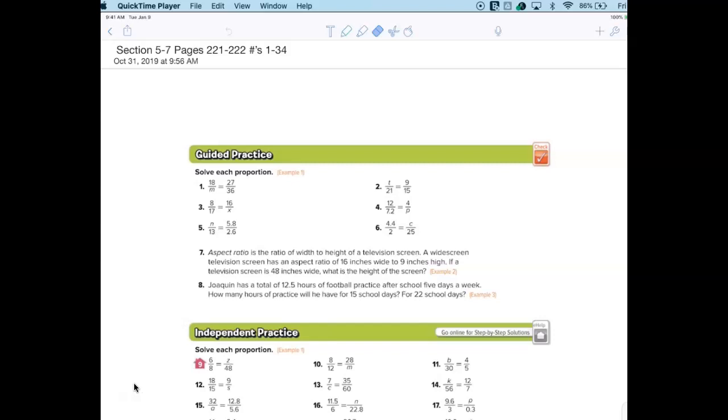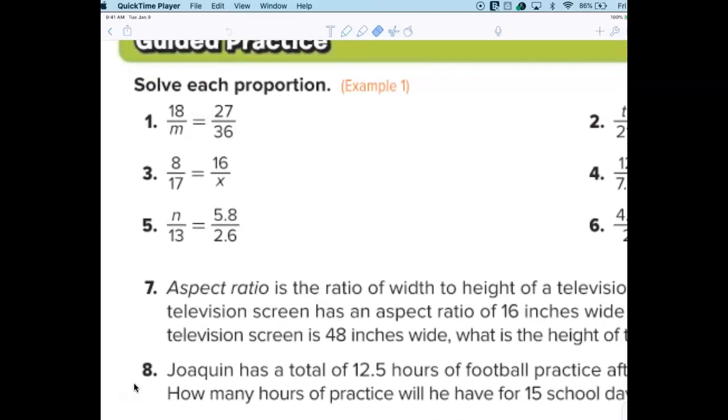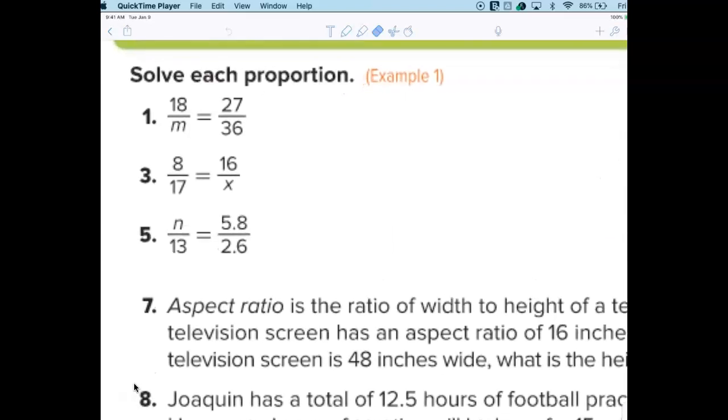Now from this case right here, solving a proportion is just what? Remember? Not cross cancel in this case, we cross multiply. And after you cross multiply, you what? Divide. It's called cross multiply and divide.